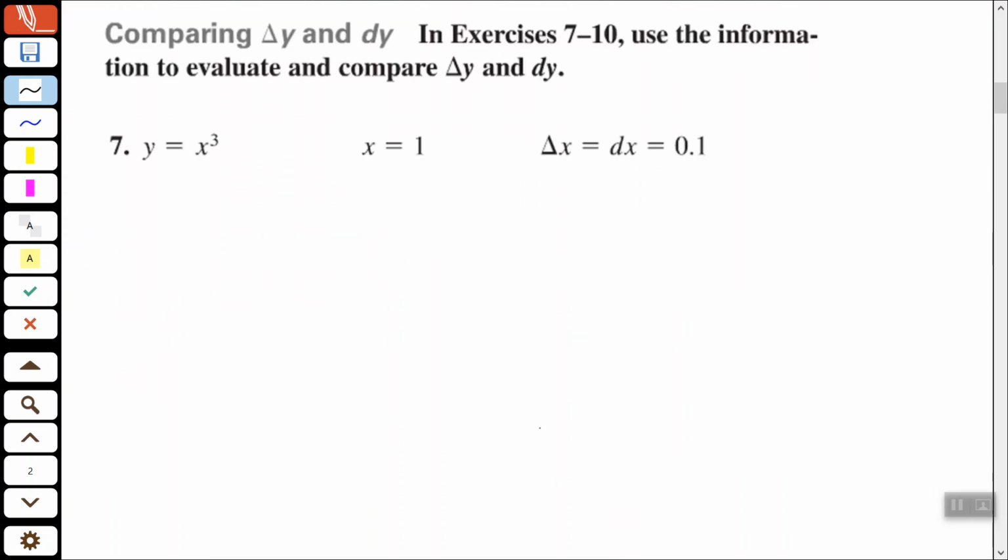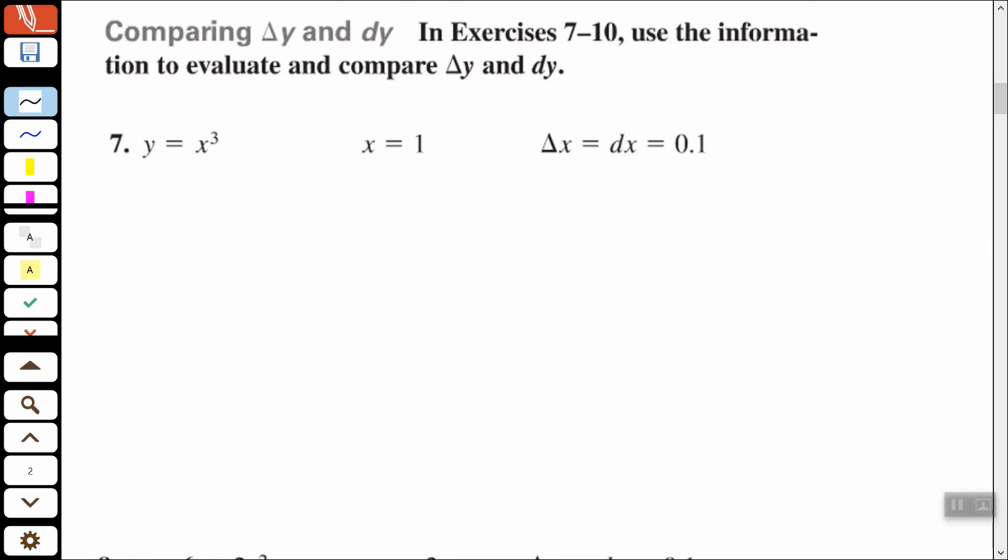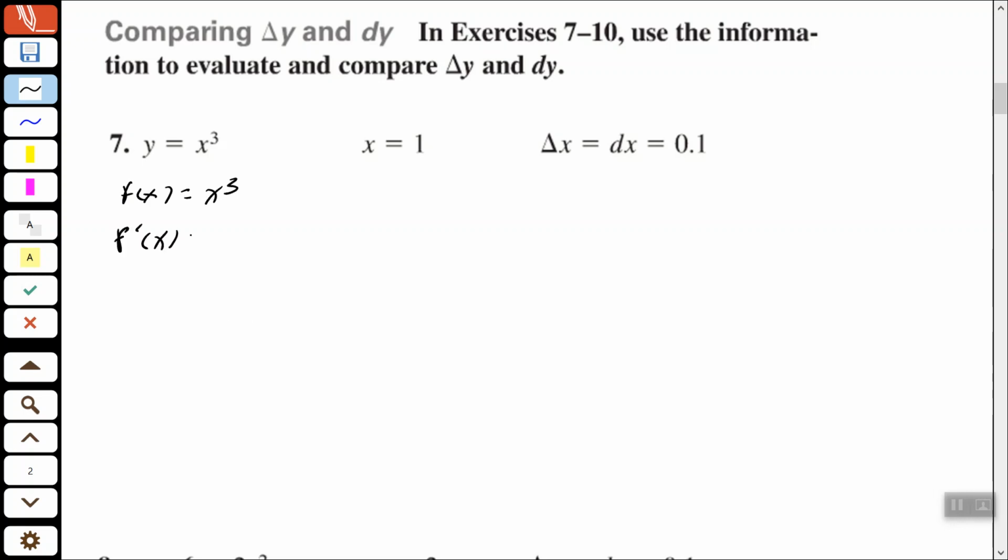Okay, so let's go through a couple of these problems. Number 7 here, we have y equals x to the third, x equals 1, and delta x, the differential of x, equals 0.1. All right, so remember, if y equals x to the third, then that means f of x equals x to the third, and f prime of x equals 3x squared.